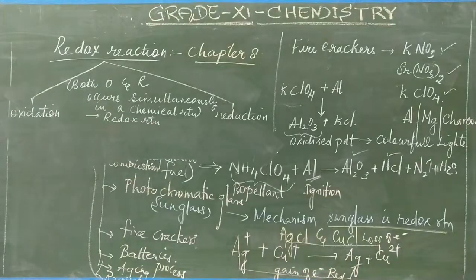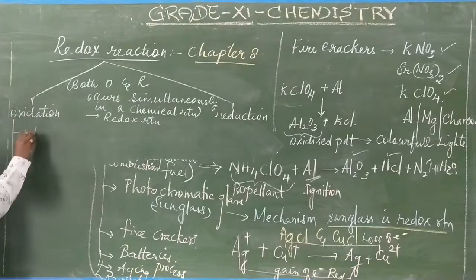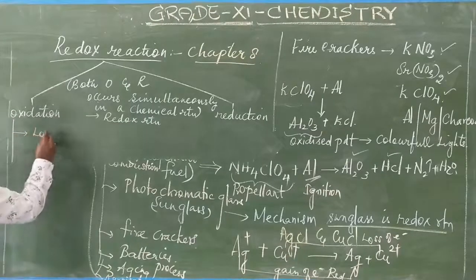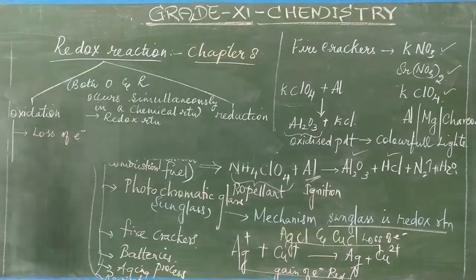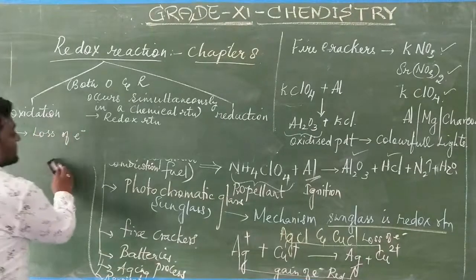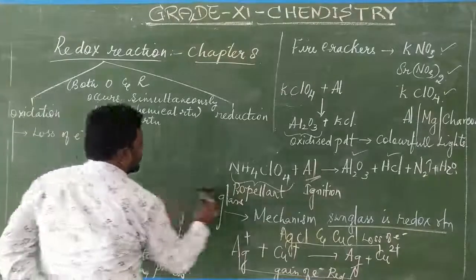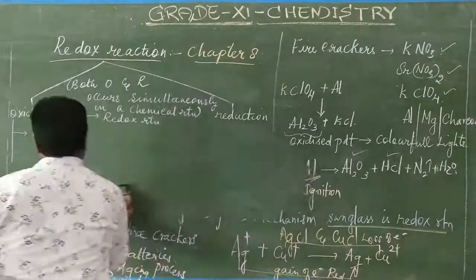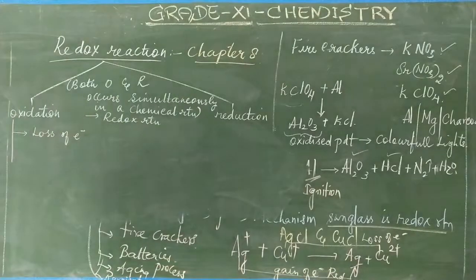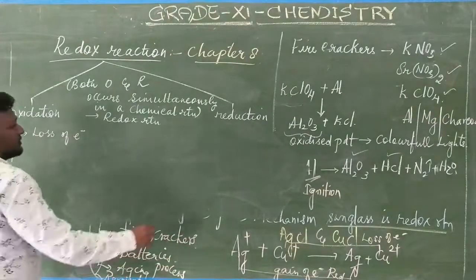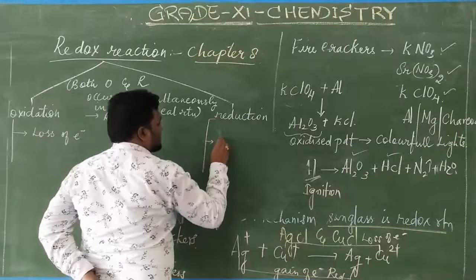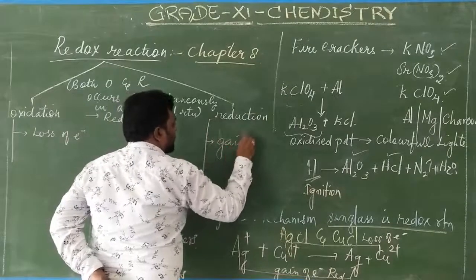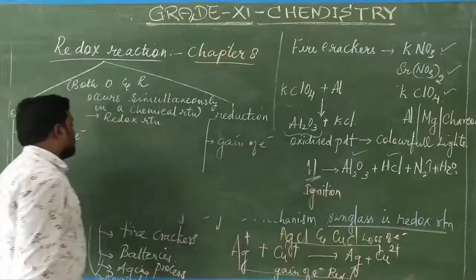Okay. Now coming to oxidation. What is oxidation? Oxidation is loss of electron. Very, very important. Listen carefully. Oxidation is a loss of electron. Now, coming to the reduction reaction, here it is a gain of electron.